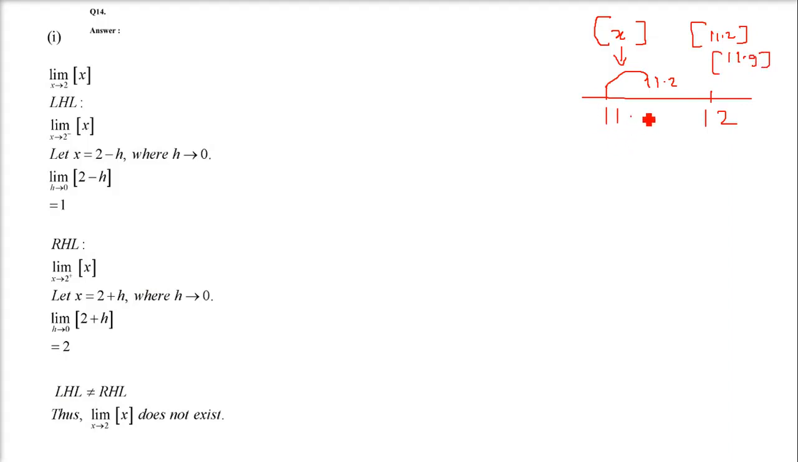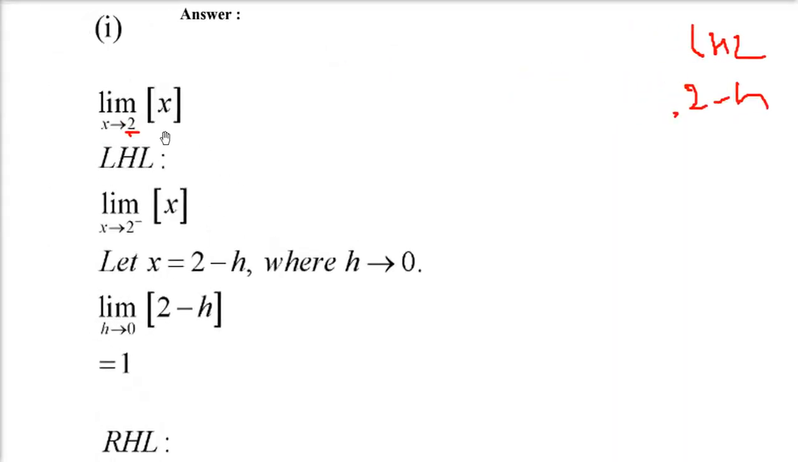Right? So now let us go to the question here. We have limit x tends to 2 of the square bracket, that is the greatest integer function x. So we have the left hand limit, LHL, with x tends to 2 minus h, and on the right hand side we are going to use 2 plus h. 2 is the critical point, x tends to 2. So first we will put the left hand limit, I'll put x as 2 minus h.